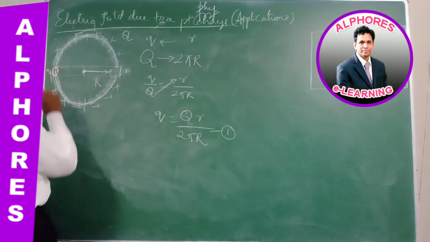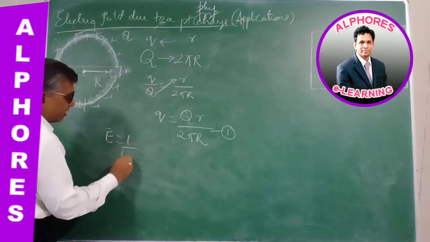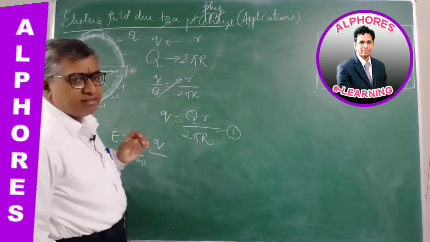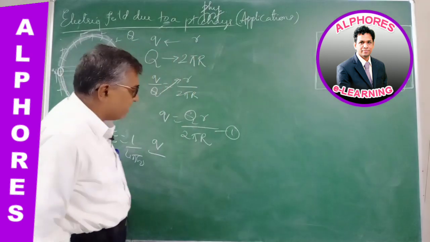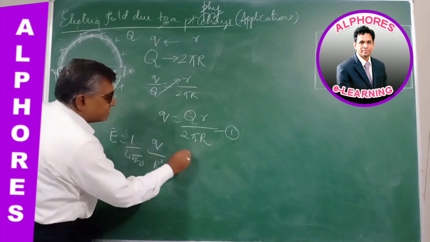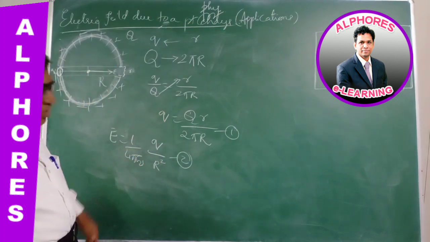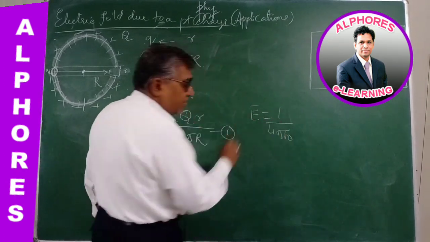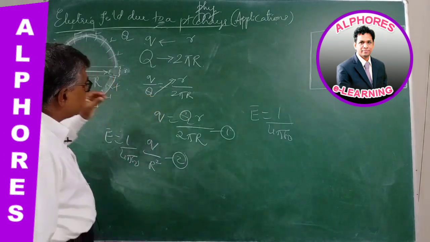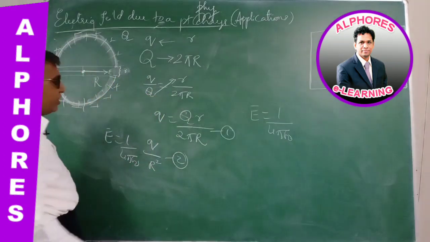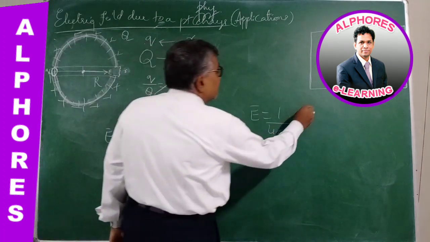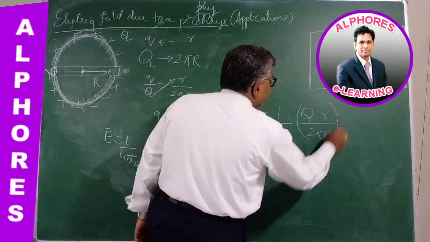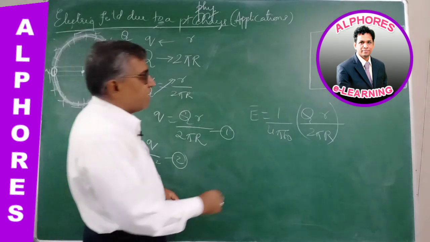So the field due to this small part, E, is equal to 1 by 4 pi epsilon naught, q by the distance of the point from this part. The distance of the point is the radius of the ring, given. So it is q by r square, equation 2. Now substituting 1 in 2, E bar is equal to 1 by 4 pi epsilon naught, and the part of the charge, this small q, is capital Q small r by 2 pi capital R, times 1 by r square.